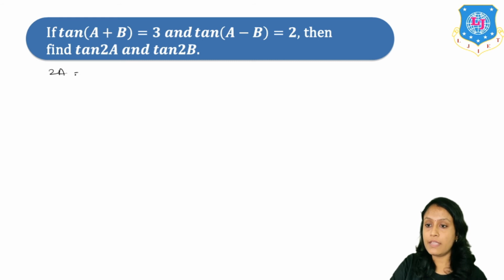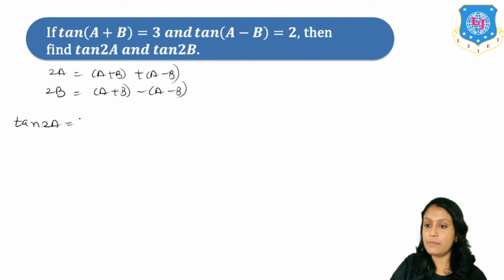So this 2a we can write as a plus b plus a minus b. If you open the bracket, this b will get cancelled, right? Similarly, we can write this 2b as a plus b minus a minus b. If you open this bracket, you will get the answer 2b. Now we need to find the answer of tan 2a.